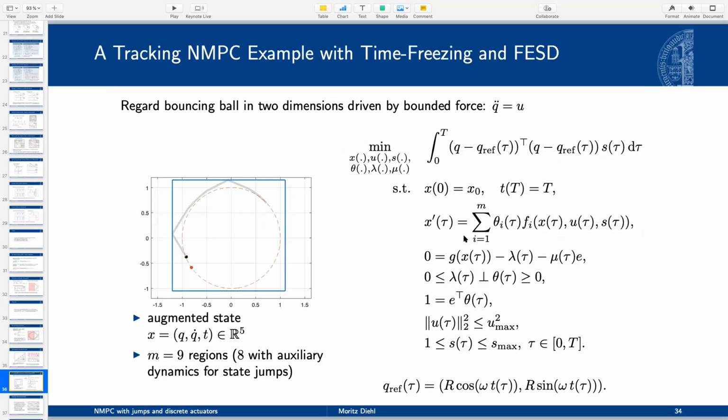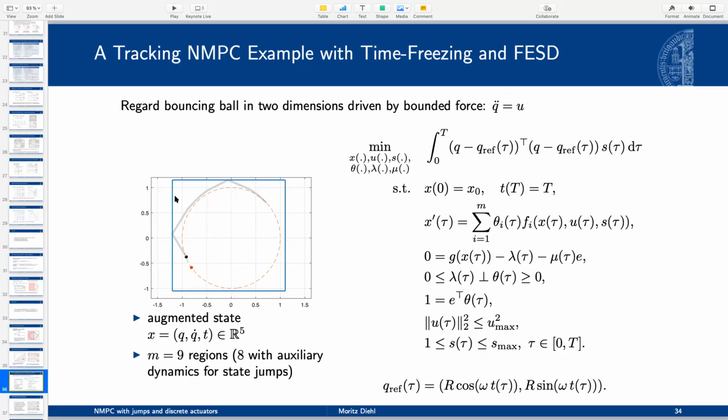And here we have a little academic example, a bouncing ball in 2 dimensions that's driven by a bounded force. Here we have just one 2-dimensional vector q, and its first derivative is a state, q dot. The second derivative is controlled by u. And u is in a circle, so it's bounded. I don't have full force, but I want to track a moving point, this red point, by moving my ball behind it. It's really a bit invented, but we wanted to have multiple possibilities for switches.